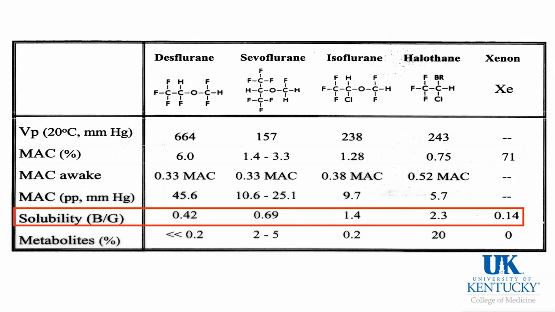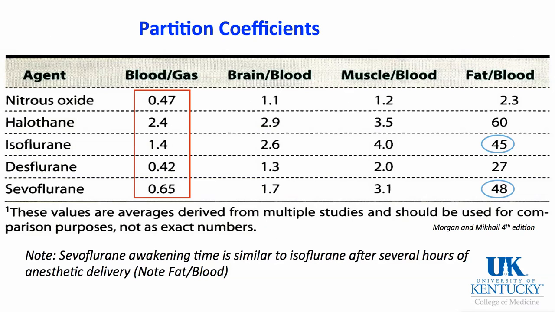So, looking at the property of blood gas solubility here, you can see that desflurane, 0.42, much more soluble in the gaseous phase than in the blood. Sevoflurane, low blood gas solubility. Halothane, quite high blood gas solubility. Here again, partition coefficients showing nitrous oxide compared to desflurane, very close in that low blood gas solubility or quite fast onset and offset.